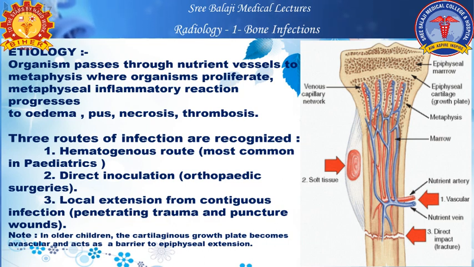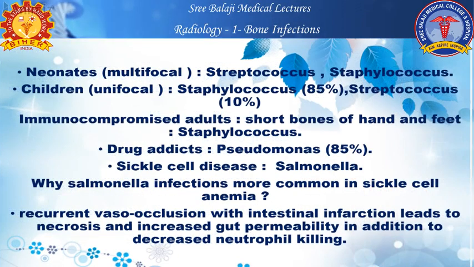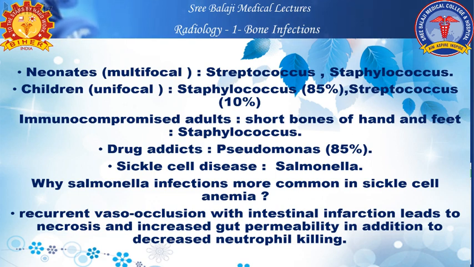The common organisms that we come across are: in neonates, streptococcus; in older children, staphylococcus; in drug addicts, pneumococcus; and in patients with sickle cell disease, salmonella infection. Salmonella infection is more common in sickle cell disease because these people are more prone to bowel infarctions, thereby allowing the organism to pass from the intestine into the blood circulation.